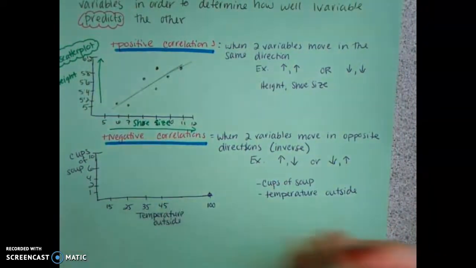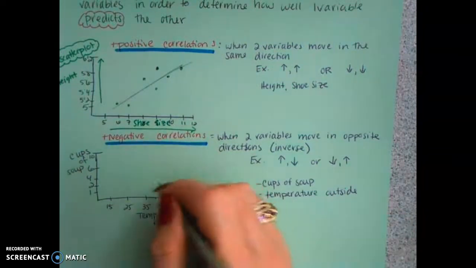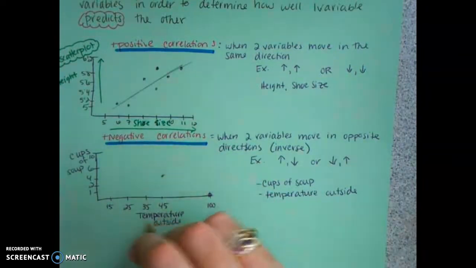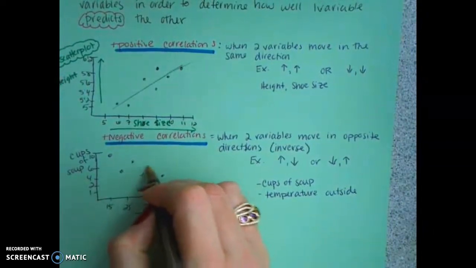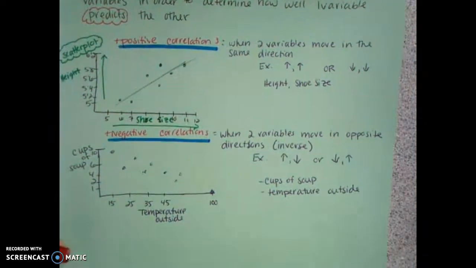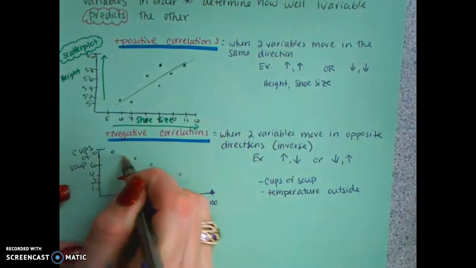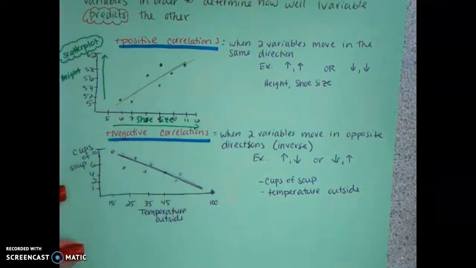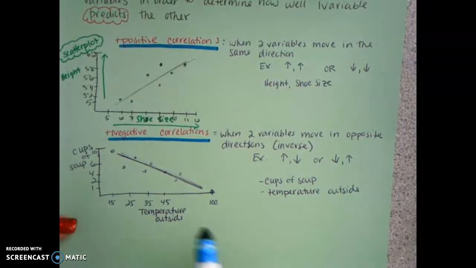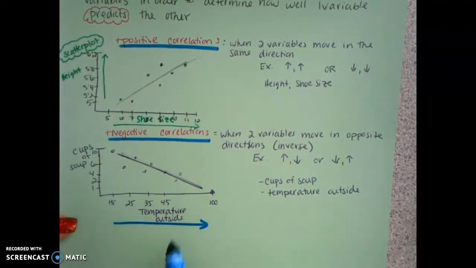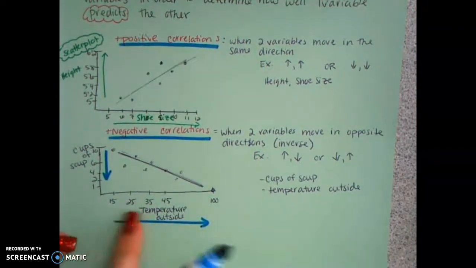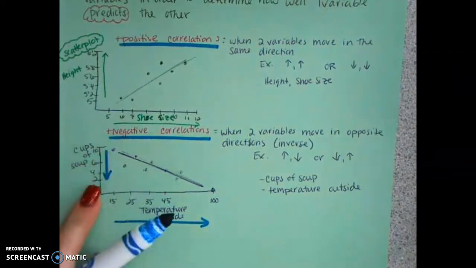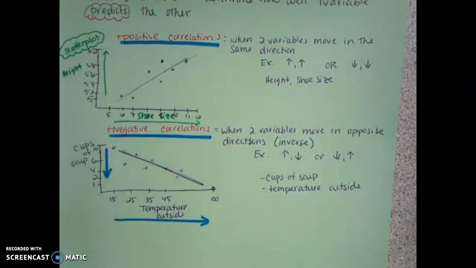Or like when it's 45 degrees, how many people are willing to have like 6 cups of soup? Or when it's 15 degrees out, you might have like 10 cups of soup. Generally speaking, a negative correlation is going to have a downward slope. So the dots are going to make like a downward slide. And the idea is, as the temperature increases, the amount of cups of soup are going to decrease. So as the temperature increases, people are going to consume less soup. And that would be a negative correlation.